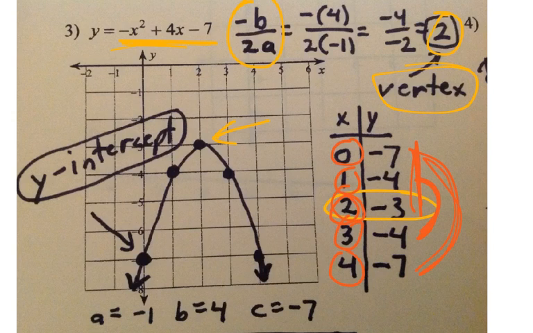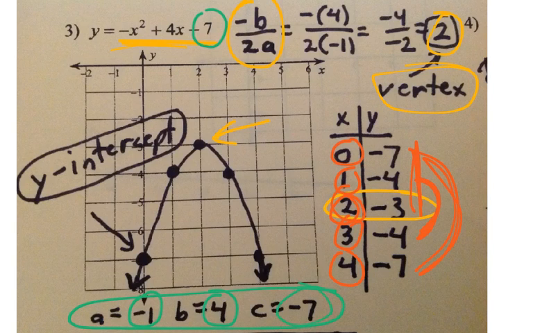The other thing I want you to notice, guys, is down here, don't forget that a is always your x squared number, so a is negative 1. b is always your x number, so that's 4. c is always a constant at the end, that was negative 7, because that's going to come into play when we do the quadratic formula. Okay? But anyways, what else should we know about this graph?